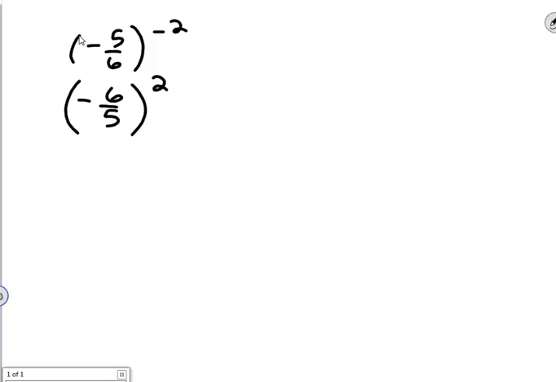Now we can apply the power property, 6 squared and 5 squared. But you have to be a little bit careful here, because when you square a number, you're multiplying it by itself, right? And a negative times a negative is a positive. So we really end up with positive 36 over 25 as our answer.